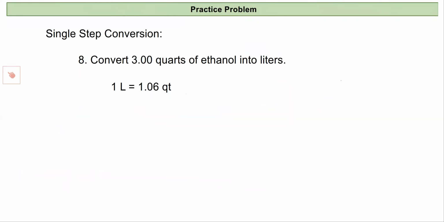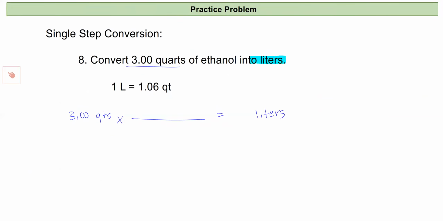So let's look at a single step conversion. If you'd like, take a pause and try this on your own first, and I'll walk through this myself. So convert 3 quarts of ethanol into liters. My starting point here is my 3 quarts, and my end point, my goal, is units of liters. So I'll start with my 3.00 quarts. I know I need to multiply this by some conversion factor and get into units of liters.